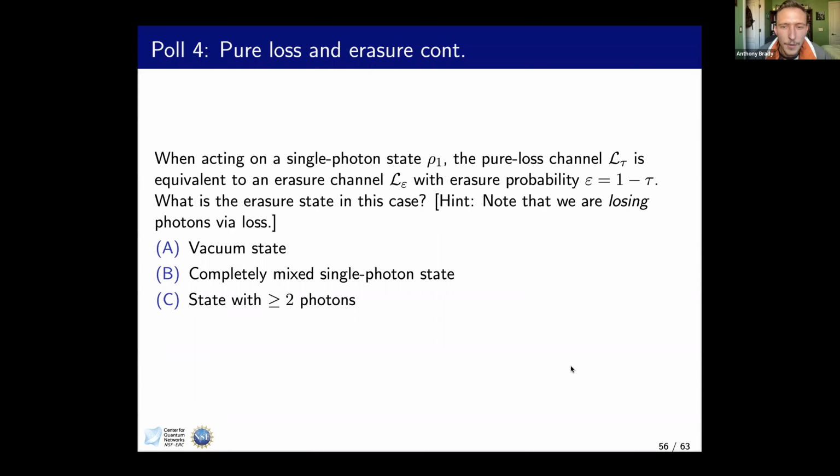And this is the last poll question, by the way. So big sigh of relief. Yeah, so what is the erasure state in this case? Starting from single photon state, is it the vacuum state? Is it a completely mixed single photon state, so you just get a random photon? Or is it a state with greater than or equal to 2 photons?